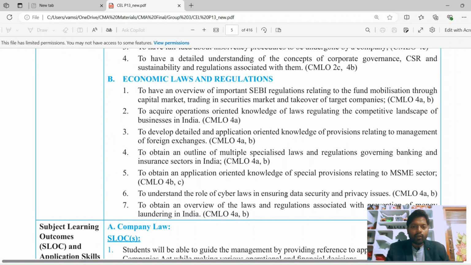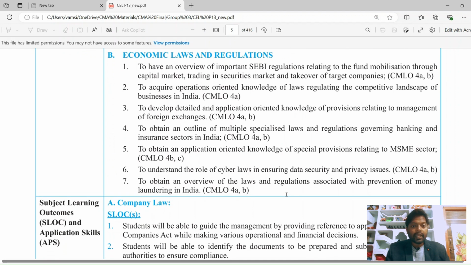First one, to have an overview of important SEBI regulations relating to fund mobilization through capital market, trading in securities market and takeover of target companies. Number two, to acquire operation oriented knowledge of laws regulating the competitive landscape of business in India. Number three, to develop detailed and application oriented knowledge of provisions relating to management of foreign exchange.